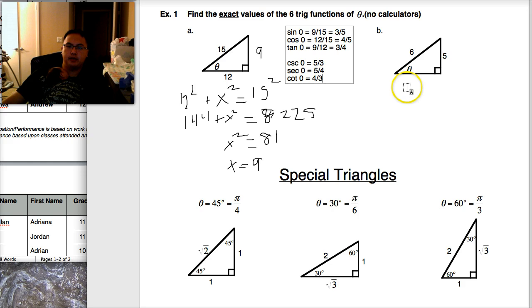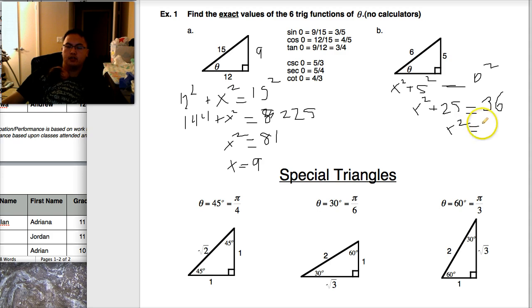Alright, letter B. Letter B says same thing, but I'm missing, again, another side. So what I'm going to do first is find that missing side. X squared, that missing leg, plus the other leg squared, is equal to the hypotenuse squared, which gives me x squared plus 25 equals 36. To get x by itself, I'm going to subtract 25 from both sides. This gives me 11.